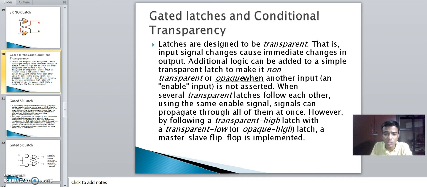When several transparent latches follow each other using the same enable signal, signals can propagate through all of them at once. However, by following a transparent high latch with a transparent low or opaque high latch, a master-slave flip-flop is implemented. This is one of the different types of flip-flops that I was talking about.